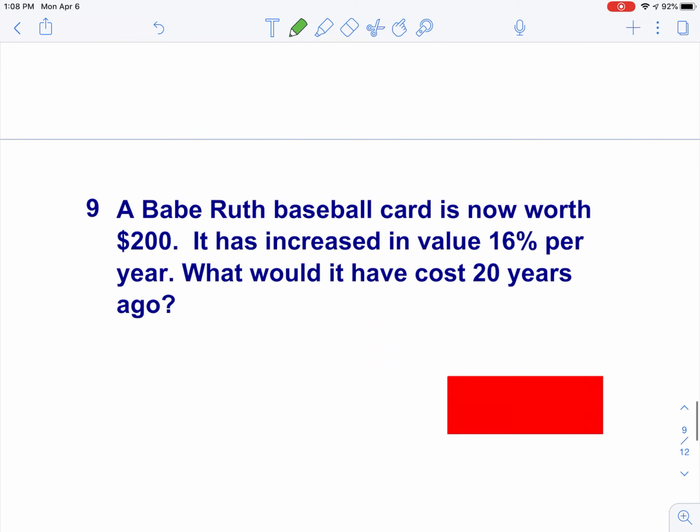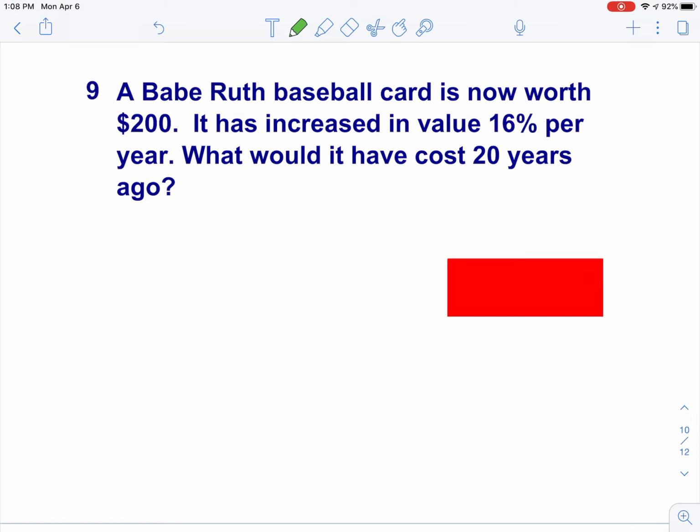Number 9. This one's a little bit harder, and you need to read this one. A Babe Ruth baseball card is now worth $200. It has increased in value 16% per year. What would it have cost 20 years ago? Okay, so it's an increase in value. So we have A equals P times 1 plus R to the T. Plus, because it has increased in value.